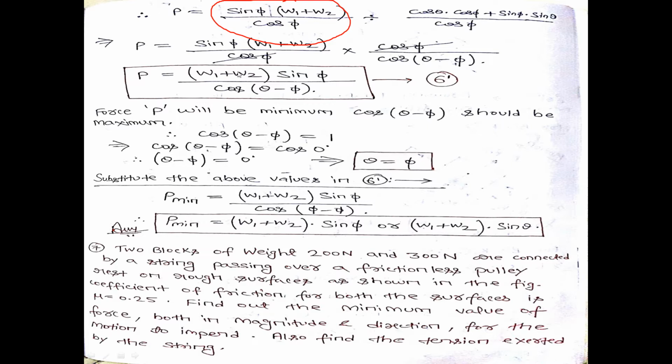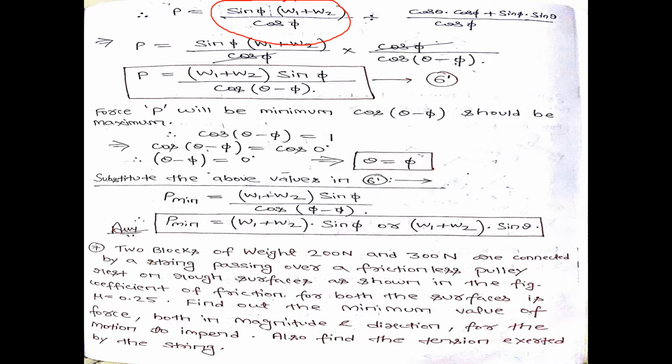So finally this cos phi will get cancelled out, and you will get the expression of P as (W1 plus W2) into sin phi divided by cos of (theta minus phi), which is equation number 6 dash. Any doubt till equation number 6 dash? No, sir, no doubt. Okay.